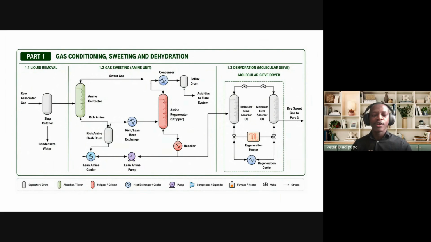Okay, so we now move to the simulation platform to continue with this exercise. So I'm going to stop sharing and go to LensaSim.com.